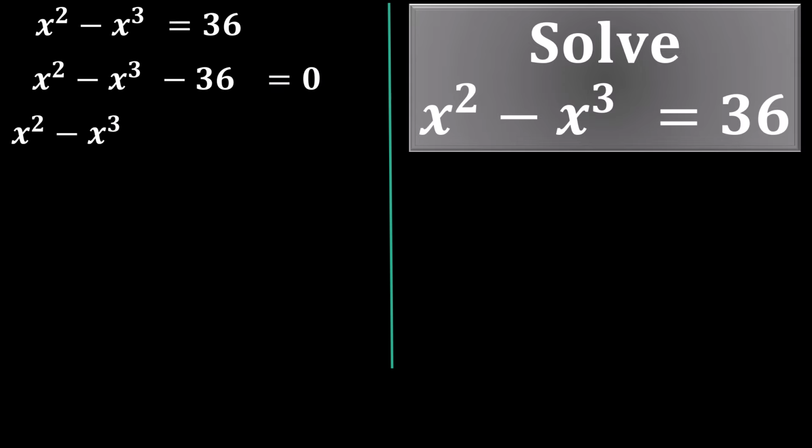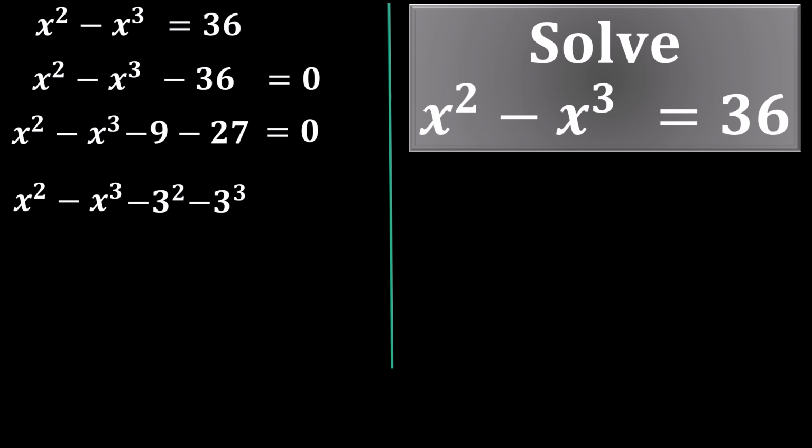So x squared minus x cubed minus 36. 36 can be rewritten as minus 9 minus 27, equal to 0. So x squared minus x cubed minus the 9, which can be rewritten as a power, minus 3 squared, and 27 as a power is 3 cubed, equal to 0.